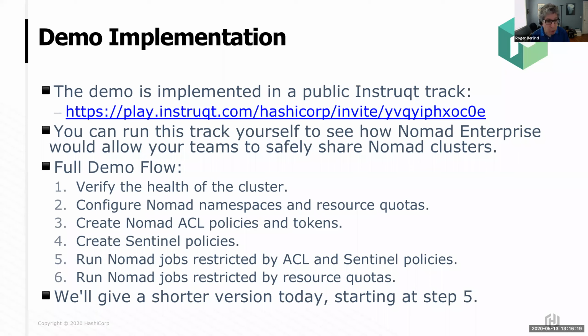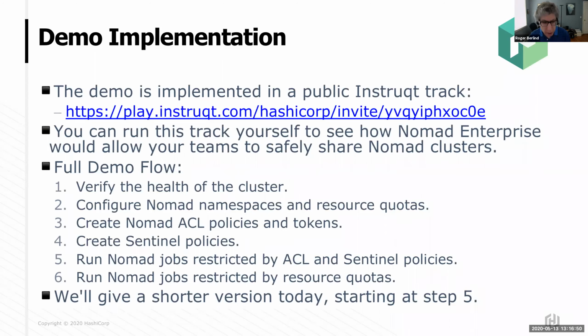The full demo flow, if I were doing this from scratch, would be to verify the health of the cluster, configure Nomad namespaces and resource quotas, create the Nomad ACL policies and tokens, then create the Sentinel policies, and then run the Nomad jobs. First run some jobs that are restricted by ACL and Sentinel policies, and then run Nomad jobs that are restricted by resource quotas. Now I'm going to basically start at step 5, but I am going to show you what I created in steps 2 through 4.